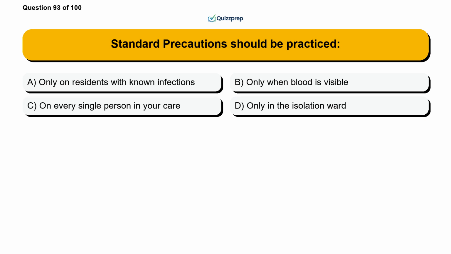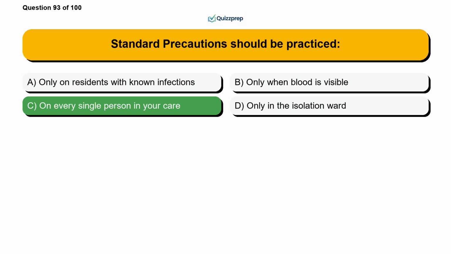Question 93. Standard precautions should be practiced. Option A, only on residents with known infections. Option B, only when blood is visible. Option C, on every single person in your care. Option D, only in the isolation ward. The correct answer is option C, on every single person in your care.